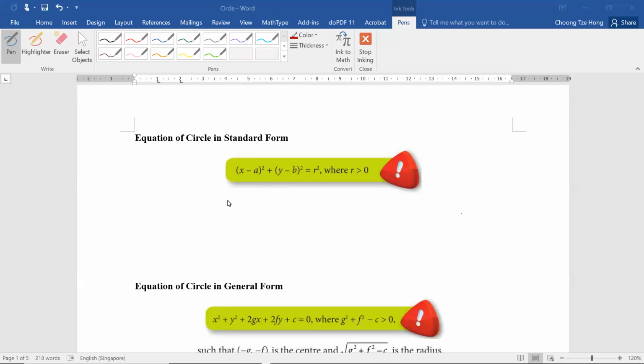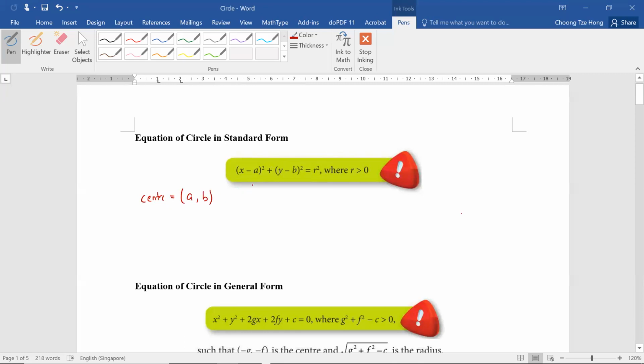Okay, so let's take a look at the equation of a circle in the standard form. As seen on the screen, it goes like this: x minus a squared plus y minus b squared equals r squared. So the center is found by (a, b). The center of the circle would be (a, b).